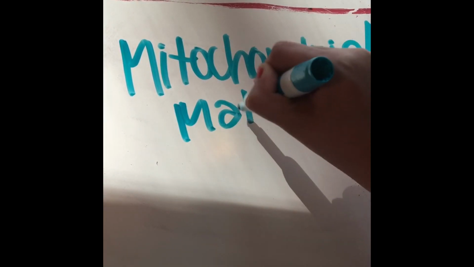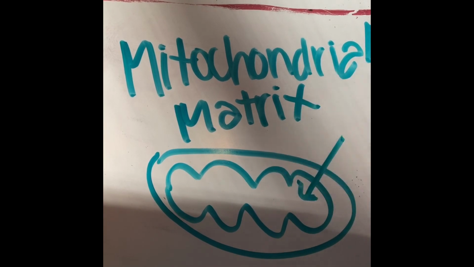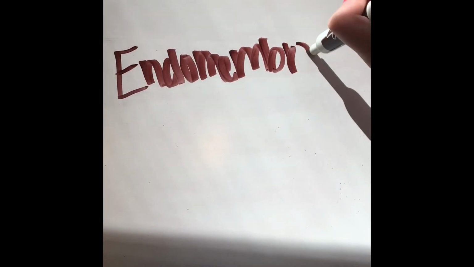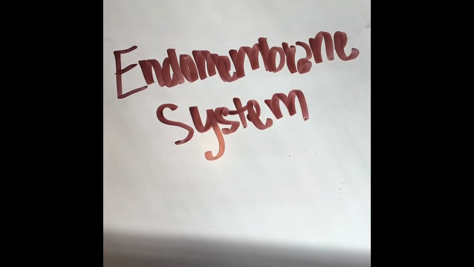The mitochondrial matrix is the part of the mitochondria enclosed by the inner membrane, which contains enzymes and substrates for the citric acid cycle. The endomembrane system is the collection of membranes throughout the eukaryotic cell and contains the rough and smooth ER, the Golgi apparatus, lysosomes, and vacuoles.